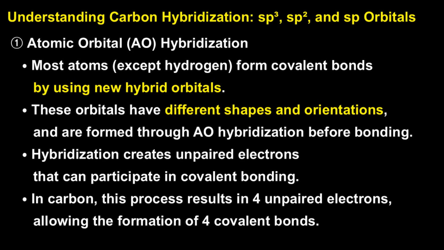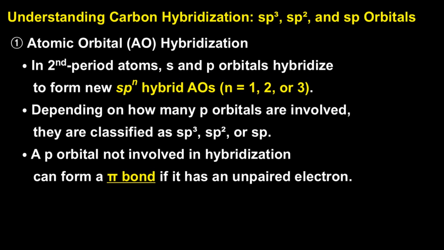And this isn't just a random rearrangement. It has a purpose. Hybridization helps create unpaired electrons, which are exactly what atoms need to form covalent bonds. Take carbon, for example. Through hybridization, carbon ends up with 4 unpaired electrons, so it can form 4 strong covalent bonds. That's a big reason why carbon is so good at building all kinds of molecules, and why it's the backbone of organic chemistry.